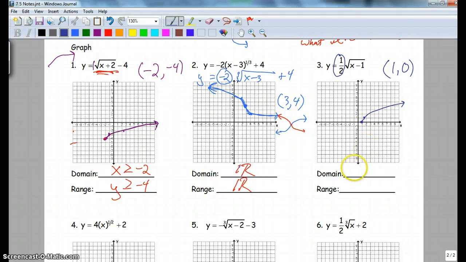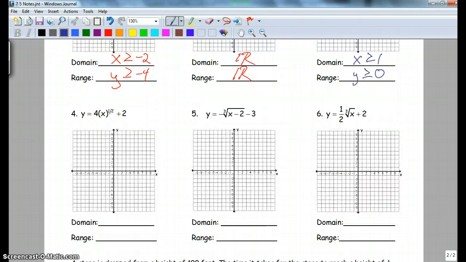So what's the domain here? x is greater than or equal to 1. Our range is y is greater than or equal to, what's our lowest y value? 0.